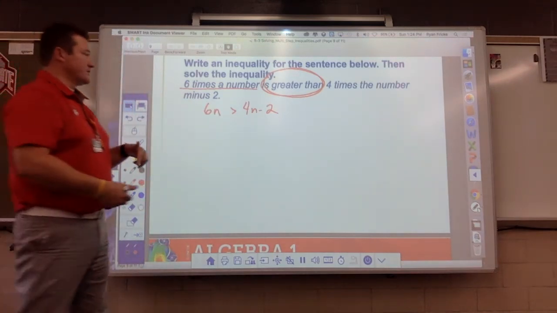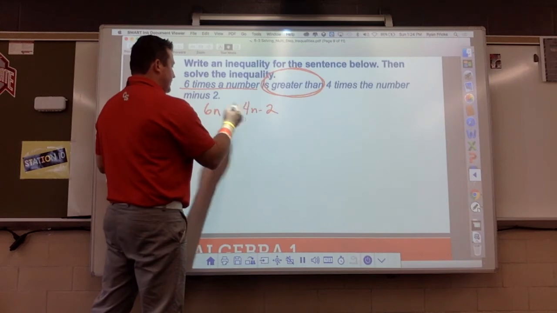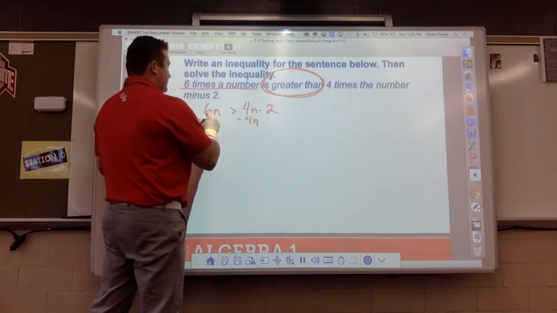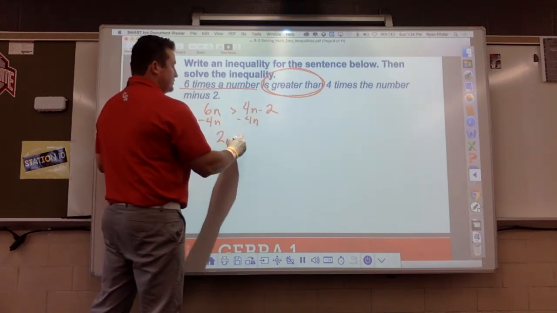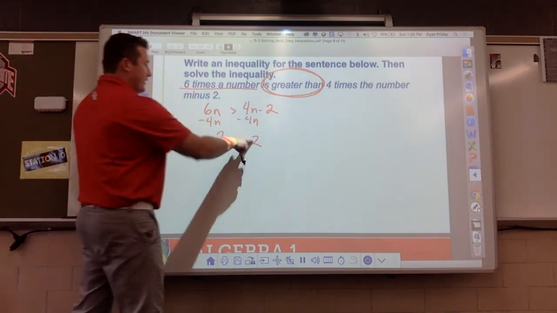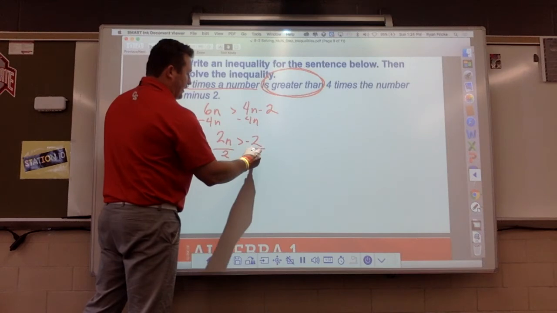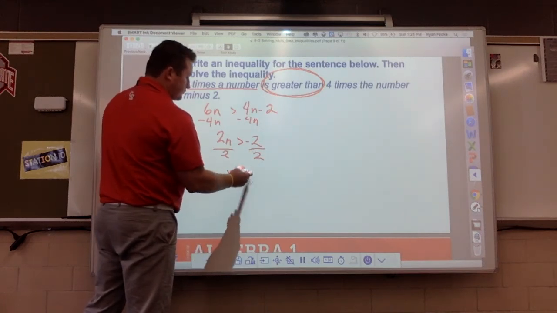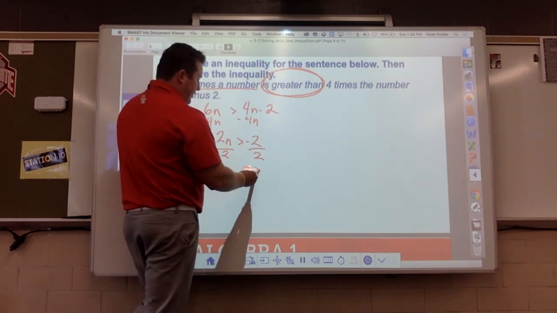I've got to move 4n over with 6n. So we're going to do a little bit of subtracting here. All right, subtract. This turns into 2n less than that. Again, don't be fooled just because there's a negative 2 over here. We are not switching our inequality. So n is greater than negative 1.